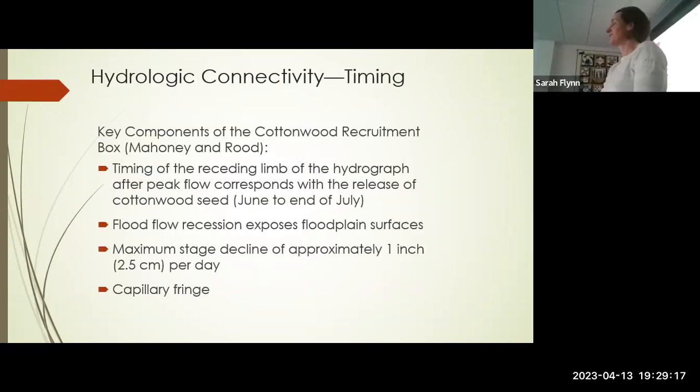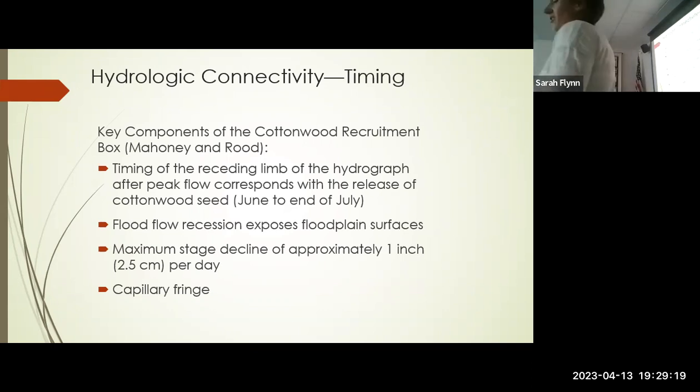So what is this? This cottonwood box is all driven by hydrology, and I think it's pretty cool. What it is: when we have a spring flood, and as that flood flow recedes, it tends to coincide with the seed release timing of cottonwoods, kind of early to mid June to the end of July. And as that water recedes from the flood, the cottonwood seedlings can land on those moist surfaces and germinate, and they can grow their roots about 1 inch per day, is what they've found in the study. And so if the water recedes at that rate of about 1 inch per day, then you can get cottonwood recruitment.